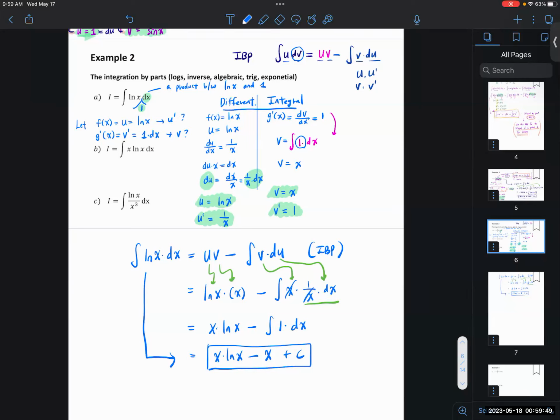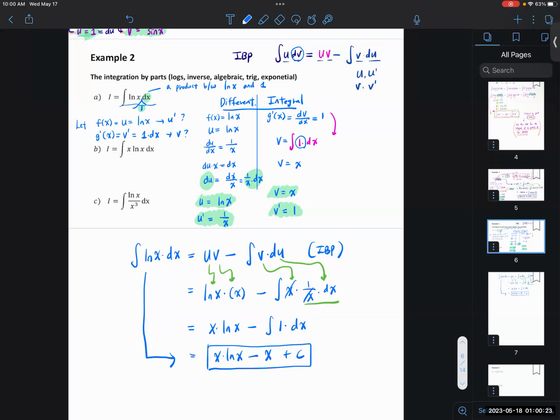So you can always pause the video and try yourself. The key point is creating the box table. Take the derivative of the first function to find u prime. Take the integral of the second function to find v. Once you have u prime, v, and v prime, you can plug into the IBP method and finalize the answer. So that's how you take the integral of this complicated function.